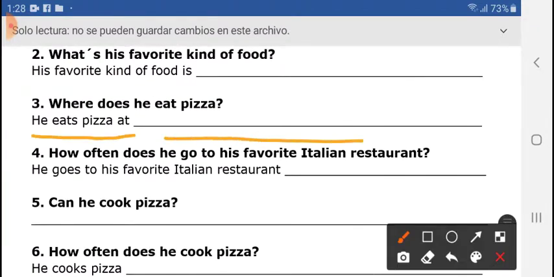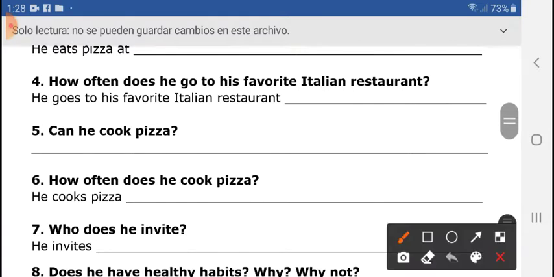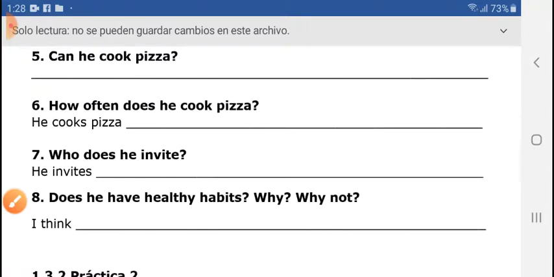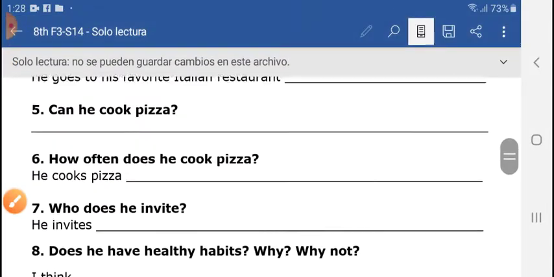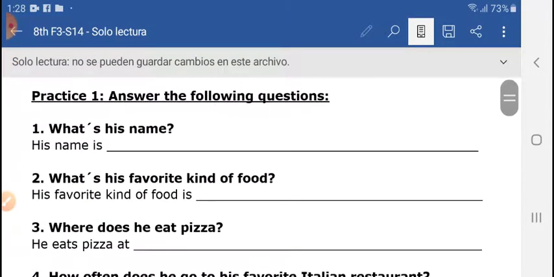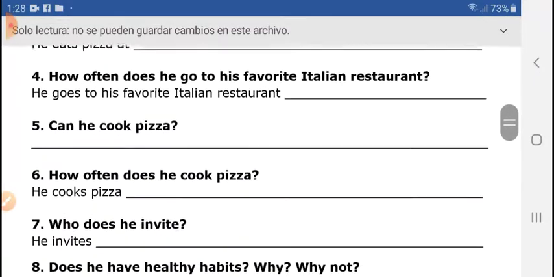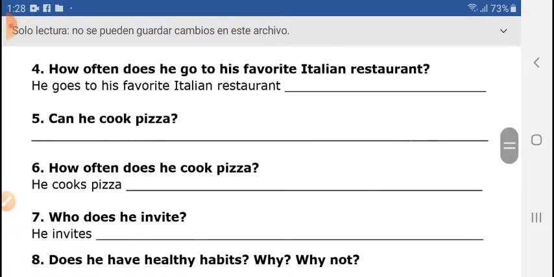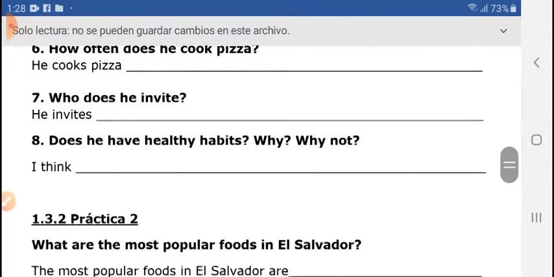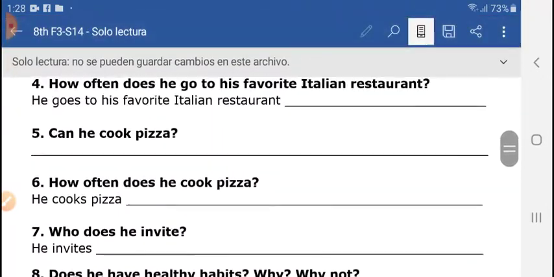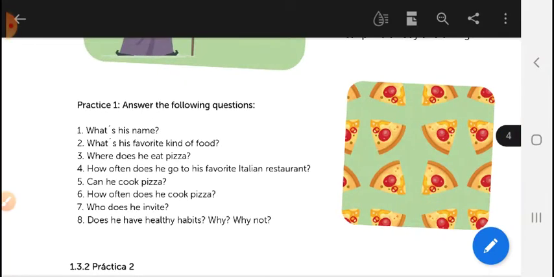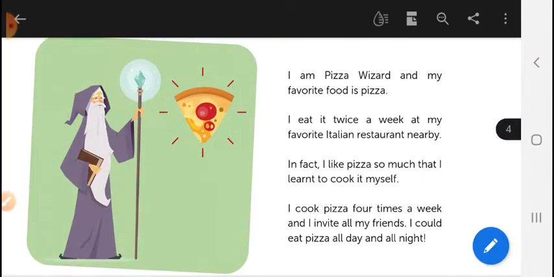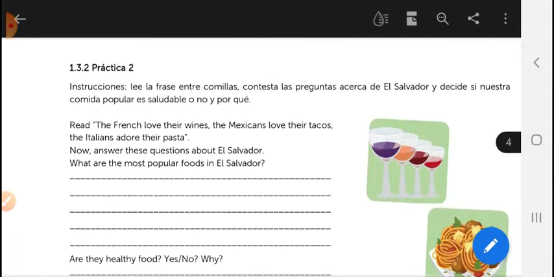He eats pizza at, and you write, y usted lo escribe. How often does he go to his favorite Italian restaurant, y usted escribe la respuesta, yes? So, here, aquí te he ayudado un poquito escribiendo el inicio de las respuestas, so that you can write the rest, para que usted pueda escribir el resto. Después de tomar un screenshot a esto, you can take a screenshot here. And here, you can take a screenshot of this so that you can get some help on how to solve that. Let's go back. Cuando ya terminemos de responder esas questions, based on what we have read over here, basado en lo que ya leímos en este lado, we continue to this part.